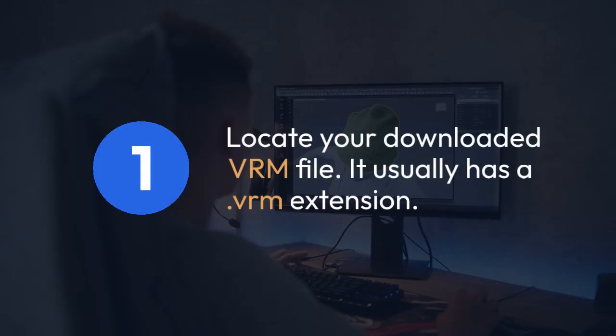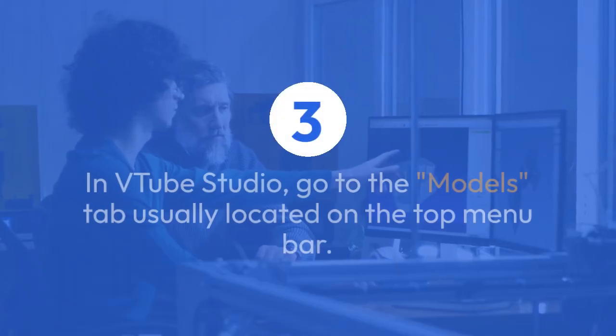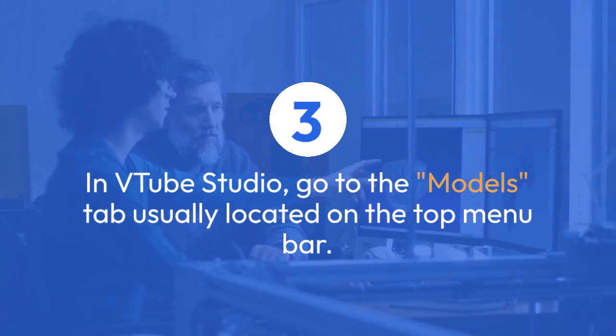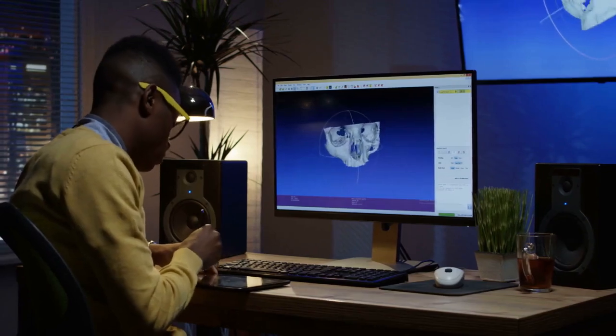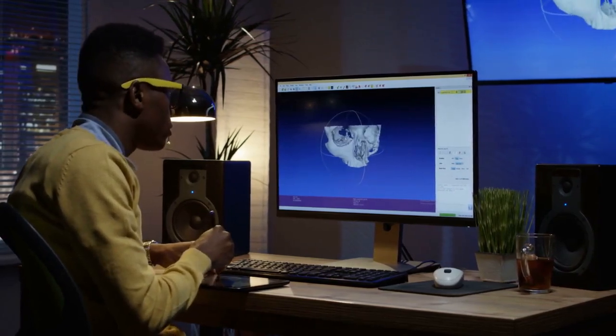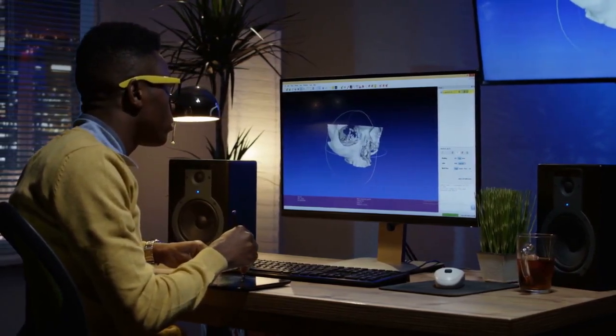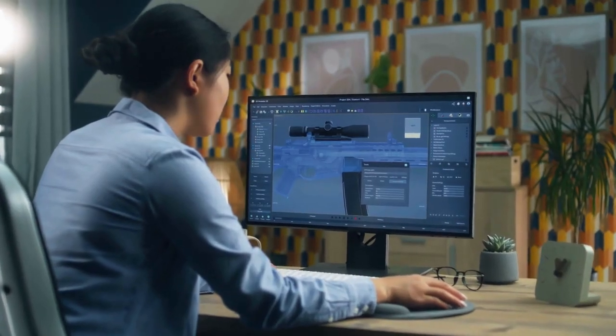1. Locate your downloaded VRM file. It usually has a VRM extension. 2. Open VTube Studio. 3. In VTube Studio, go to the Models tab, usually located on the top menu bar. You might see a button or option labeled Import Model, or something similar. Click it.